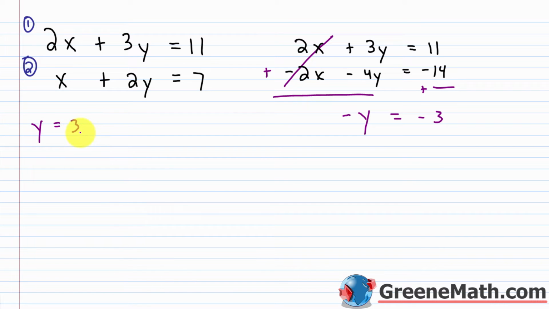Now I can plug a 3 back in here and figure out what x is. 2 times 3 is 6. So I would have x plus 6 equals 7. We know x would be 1, right? X is equal to 1.